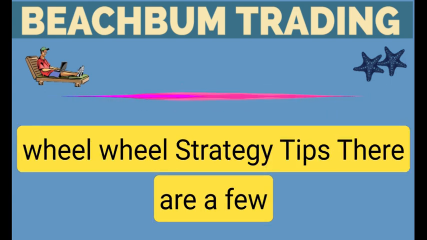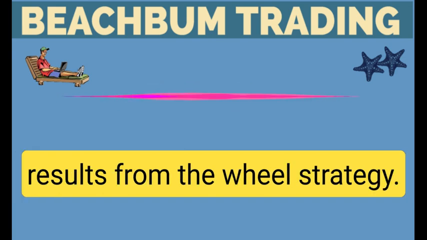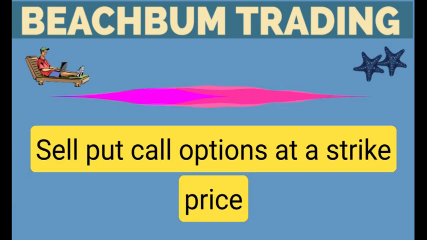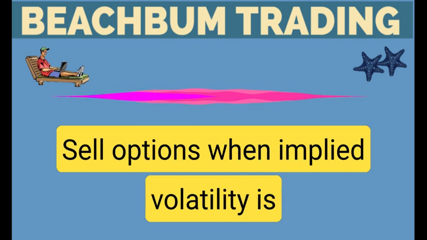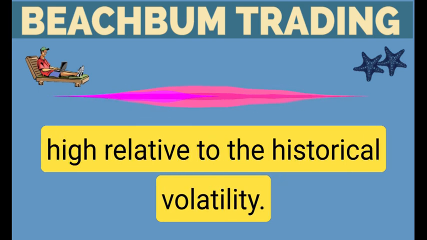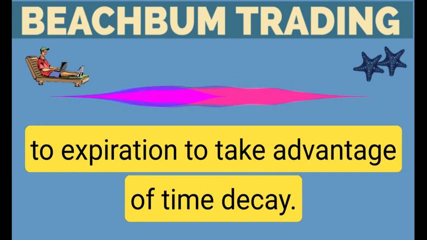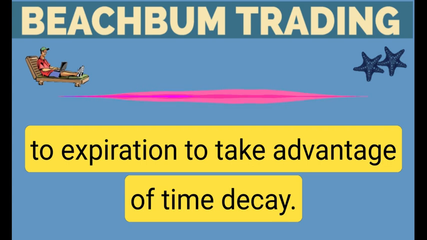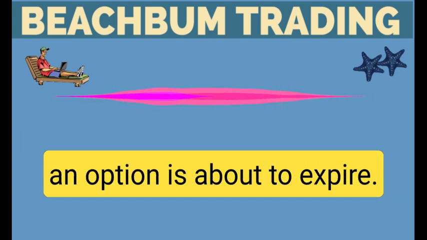Wheel strategy tips. There are a few things you can do to get the best results from the wheel strategy. Sell put and call options at a strike price you believe will expire at the money. Sell options when implied volatility is high relative to the historical volatility. Write options with between 30 to 40 days to expiration to take advantage of time decay. Set up alerts to notify you when an option is about to expire.